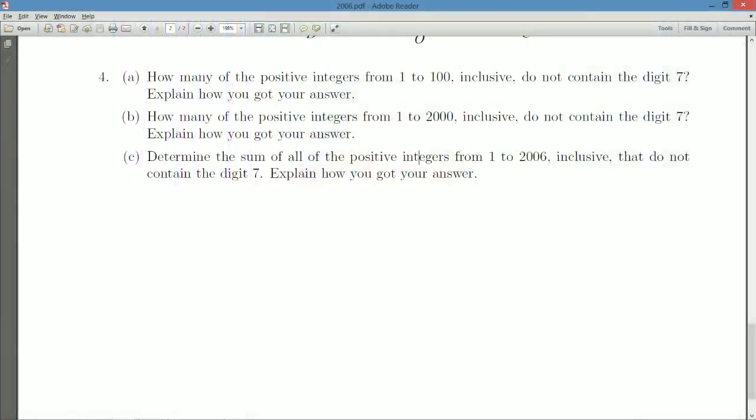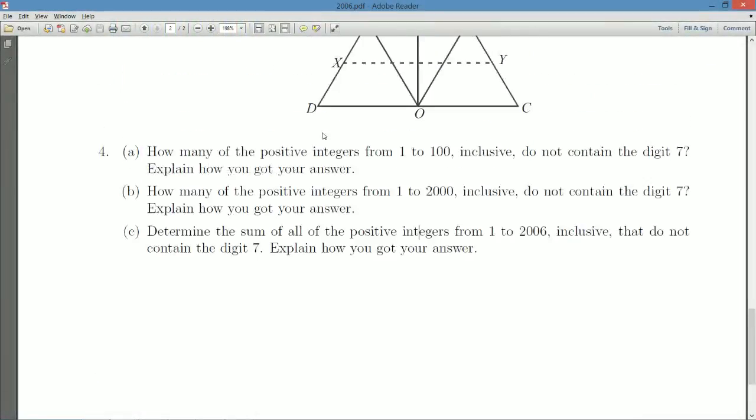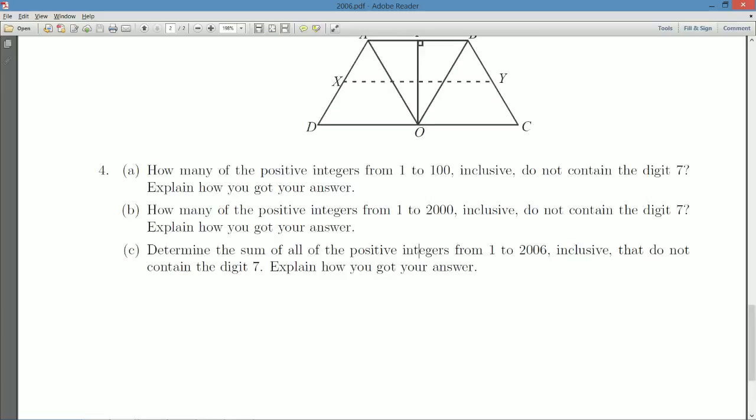We're going to finish off the 2006 Fryer paper in this video by looking at question number 4. Alright, so 4 has 3 parts to it. A. How many of the positive integers from 1 to 100 inclusive do not contain the digit 7? Okay.